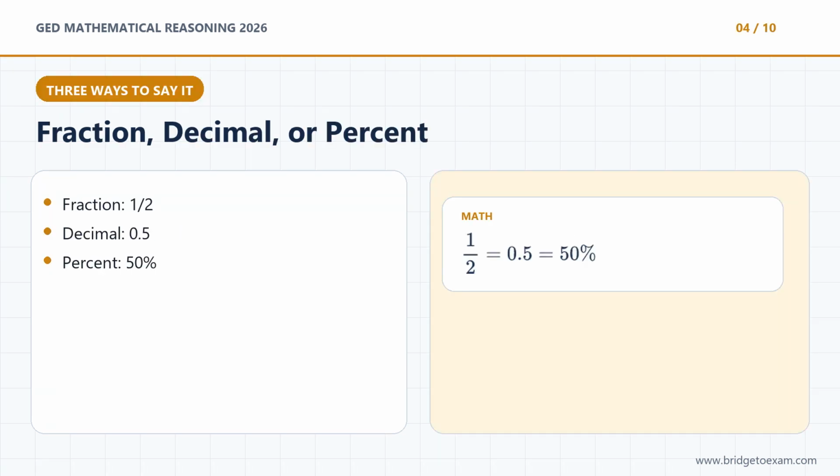A probability can be written 3 ways: as a fraction, 1/2, as a decimal, 0.5, or as a percent, 50%. They all mean the same thing. The GED may ask for any one of these forms, so be ready to convert between them.